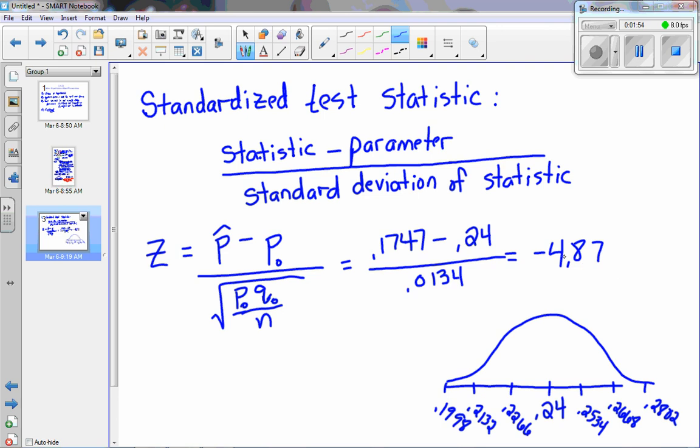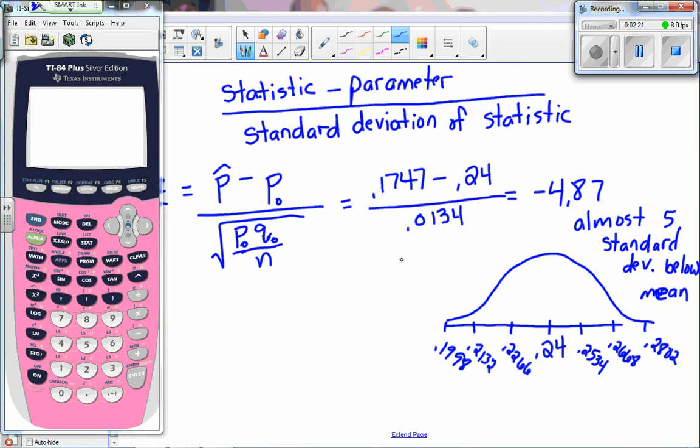So this is almost 5 standard deviations, because remember what a z-score is. It tells you how many standard deviations. So it's almost 5 standard deviations below the mean. So let's actually calculate the probability that we would have a value that's that low.